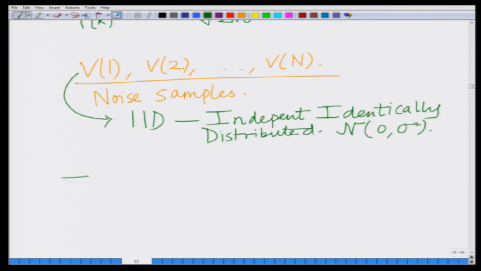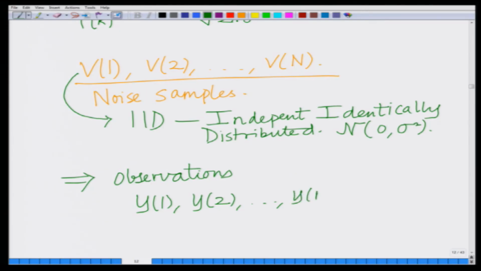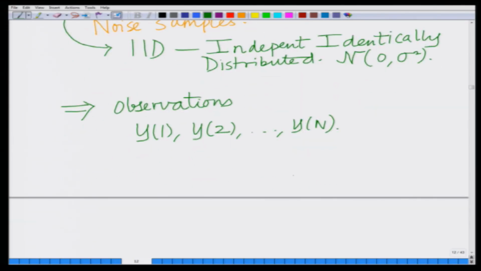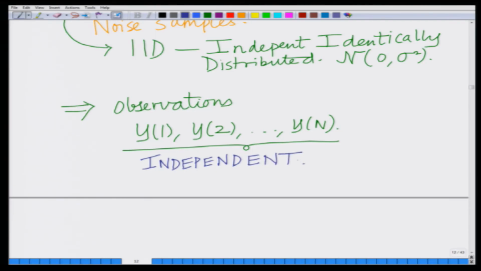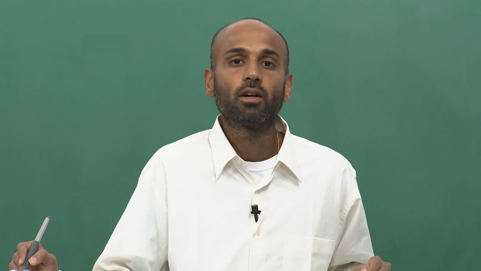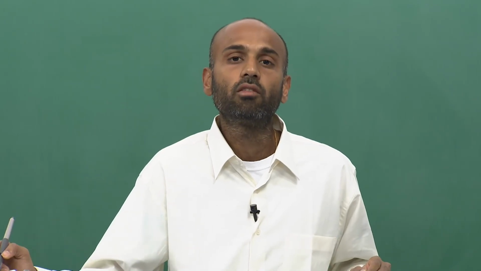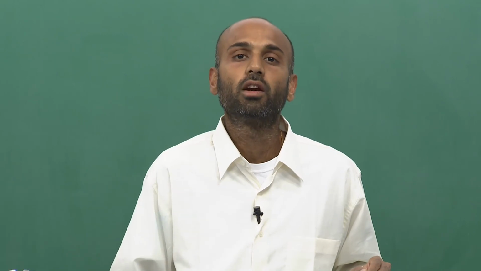Now, naturally this implies that the observations or the outputs y1, y2, so on up to yn are also independent. So, it naturally means these observations y1, y2, yn are independent, and therefore, the joint PDF of the observations is given as the product of the individual probability density functions.